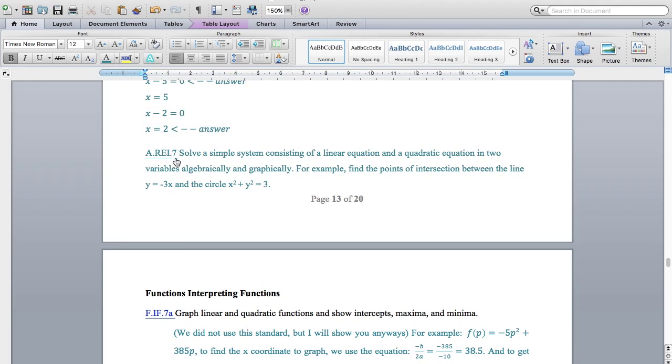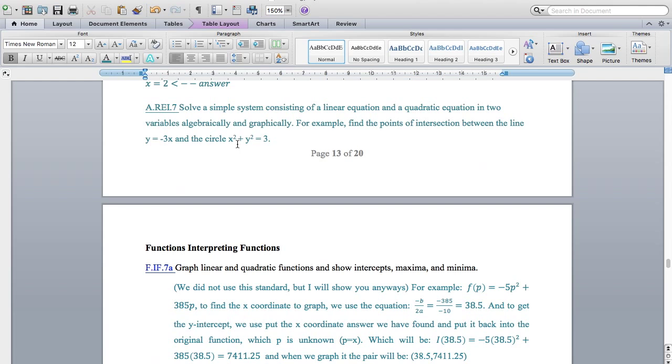And here is A-REI 7, which is solve a simple system consisting of a linear equation and quadratic equation in 2 variables, which is quite the same thing.